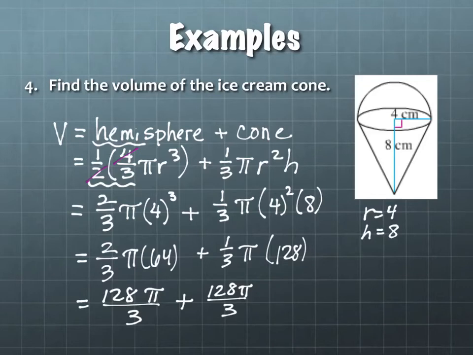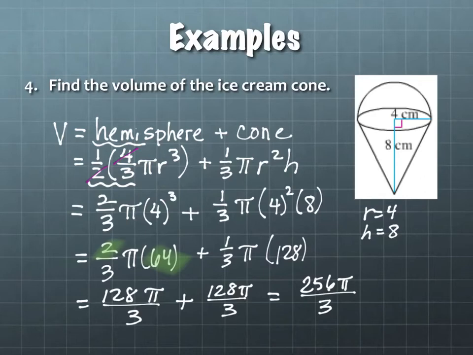Emily, you look confused. Did you just put an imaginary 1 under the 64 and then multiply those fractions? Yep, I just multiplied the 64 times the 2, as though there was a 1 underneath it. You can think of it that way, sure. 128 plus 128, what is that? It is 256 pi over 3. That would be the exact value of the volume.